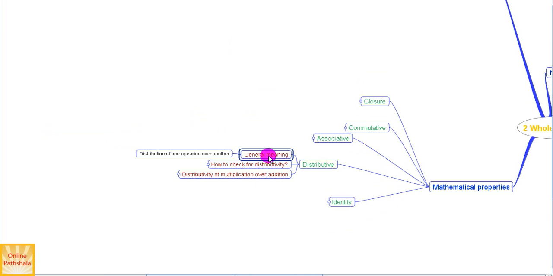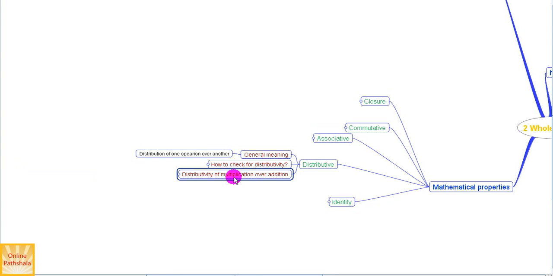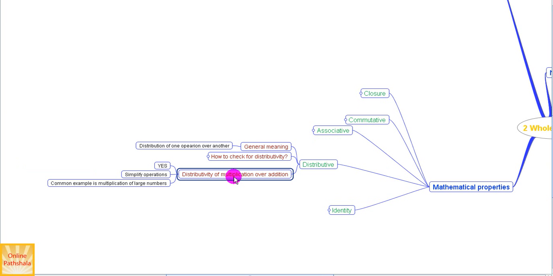Then we understood the distributive property. The general meaning of distributivity is the distribution of one operation over another. How do we check for distributivity? We take two numbers, then we represent one of them as a sum of two numbers and then perform the operation. And then we check whether the results are same for both. If that is true, then we say that the particular operation follows the distributive property. We also understood the distributivity of multiplication over addition using an example, and it's very helpful for simplifying the operation. The most common example is multiplication of large numbers, where we already use the distributive property without even knowing that we use it.